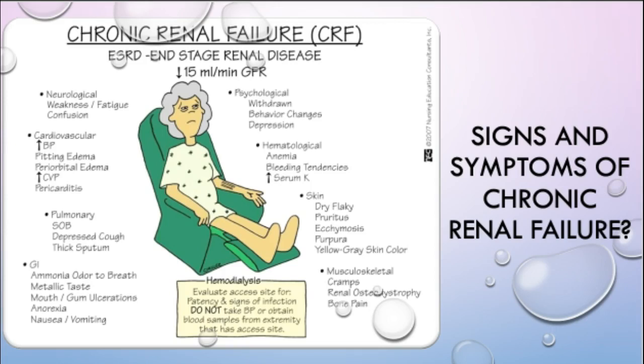A lot of them near end stage will have elevated blood pressure. They'll have pitting edema. They're more prone to pericarditis as well, and pulmonary edema. A lot of them have a chronic cough as well. So all of these are things that, even though they're more prone in end stage renal disease, we'll see them develop over time, and it's important to catch on to those little things that are changing in our patients.